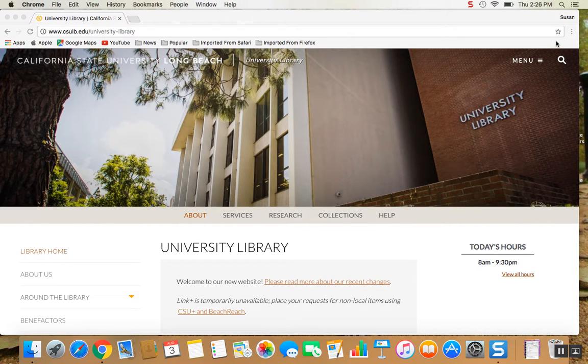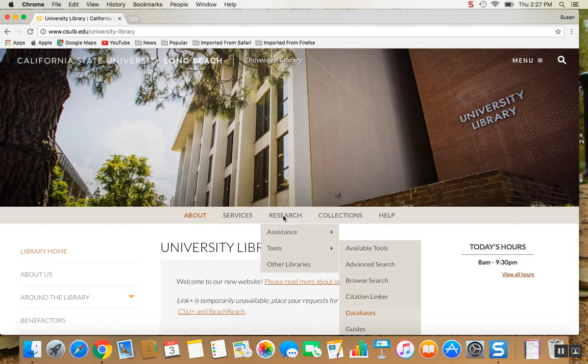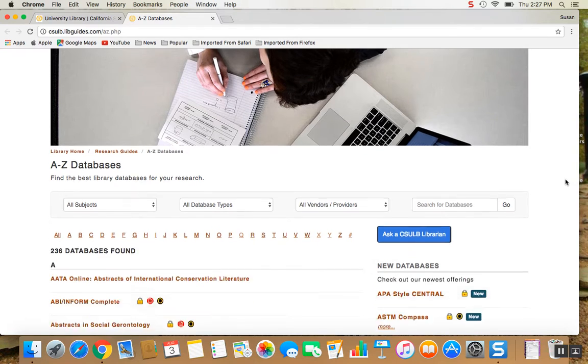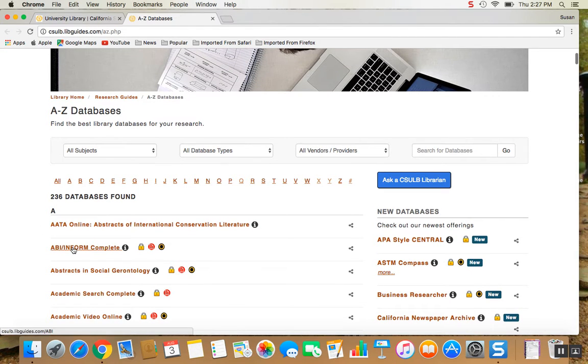Finding Articles Part 2. We're going to take a look at the other database that I talked about in Part 1 of Finding Articles, ABI Inform Complete. Again, you would go to Research Tools, and then you can go to the A to Z list of databases or go to My Guides to find it. I'm going to go to the A to Z list. It's the second one alphabetically.